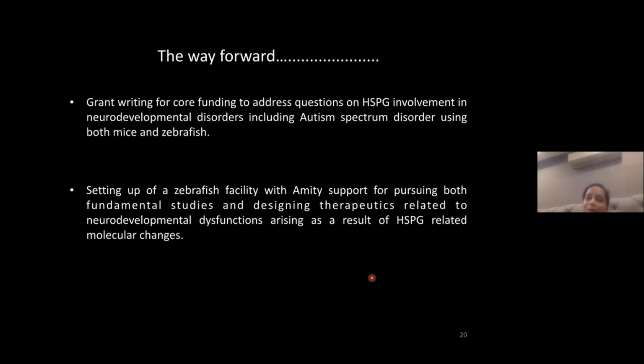At the same time, I am also a struggling researcher, because I'm in the process of grant writing for core funding to address questions on, again, HSPG involvement. I have a special interest in autism spectrum disorder, because it has been shown that there are particular molecules with which HSPG interacts, and whose dysfunction in interacting with HSPG might possibly contribute to autism. We plan to use both mice and zebrafish in those studies.